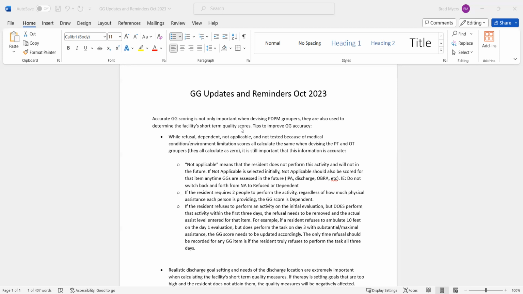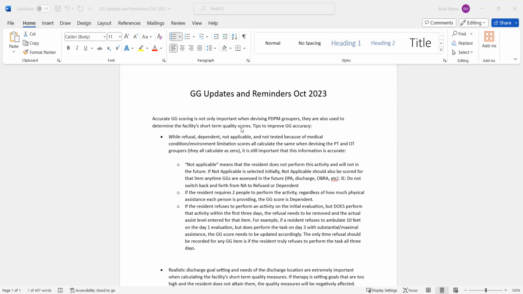If the resident requires two people to perform an activity, regardless of how much physical assistance each person is providing, the GG score for that task is dependent. So this is a resident that I'm doing a transfer for, and I cannot transfer this person safely by myself. I call in the CODA or I call in the PT. Once the second person comes in, we both are providing very minimal assistance. The GG score still has to be dependent because it takes two of us to do it. Even though the two of us are doing minimal assistance, no matter how much assistance we're doing, if there's two people or more, that score for that item is always dependent.